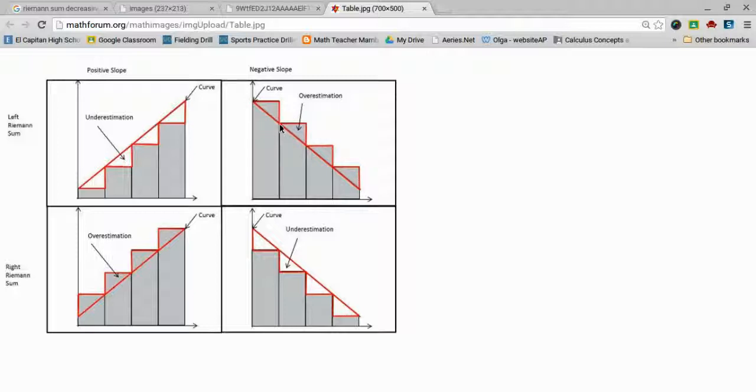I'm doing the same thing. This is an upper bound point going to the right. Upper bound point going to the right. But again, it is also a left-handed Riemann sum. So when I'm in a negative slope, a left Riemann sum and an upper Riemann sum are the same. Okay? That's something to take note of and remember.